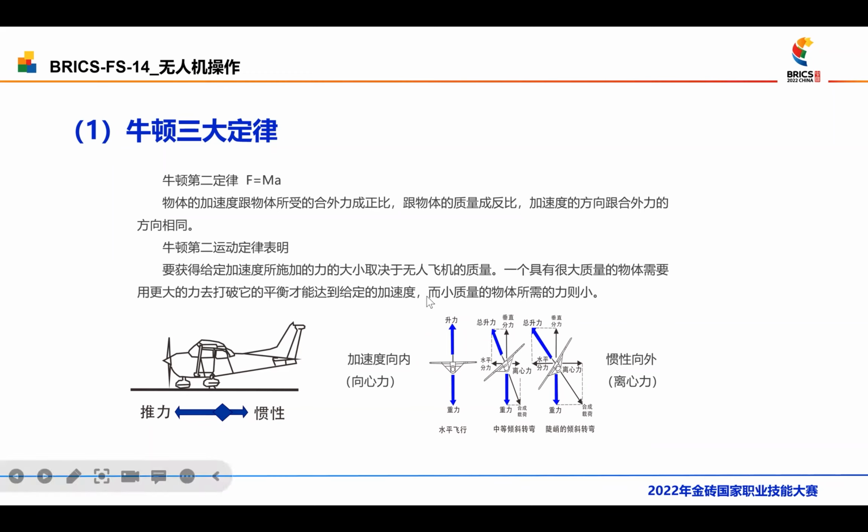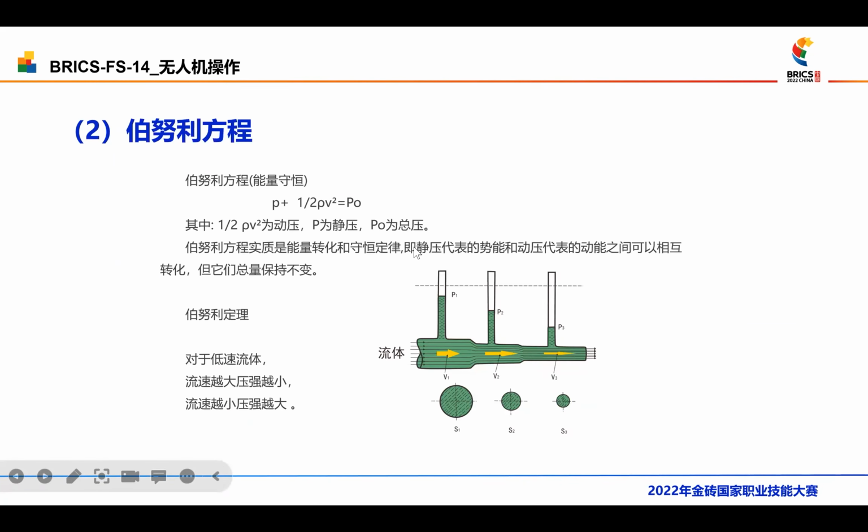So Newton's second law of motion indicates that the magnitude of the force exerted to obtain a given acceleration depends on the mass of the unmanned aircraft. A large mass object requires more force to break its balance to reach a given acceleration, while a small mass object requires less force. So we get to know two major laws, Newton's major laws.